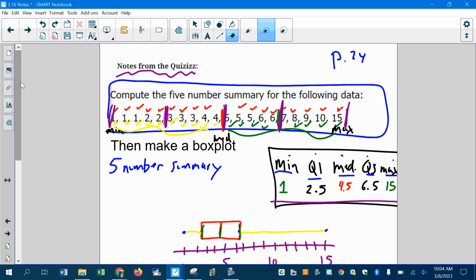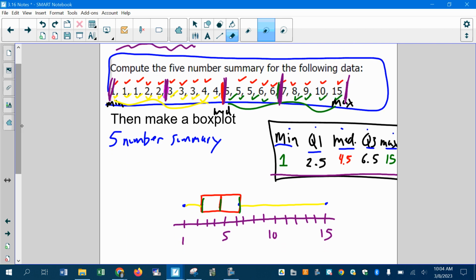I just want to introduce you to some ideas. The core skill I need you to take out of this is how to take a data set, figure out the 5-number summary, and create a box plot from it. That's what we're going to do a little bit of practice with, and also answering some questions based on that.